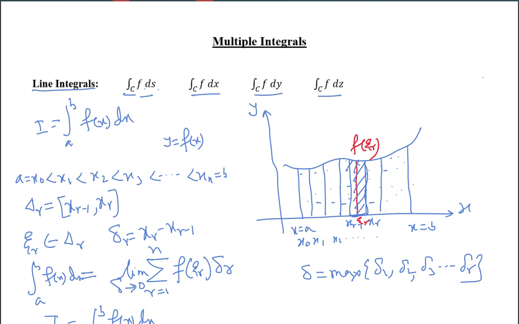This means, if I consider this one, integrating along the curve C with respect to s, the arc length, of the function f. This means integrating with respect to x along the curve C the function f. This means integrating with respect to y along the curve C of f, and integrating with respect to z along the curve C of the function f of x y.